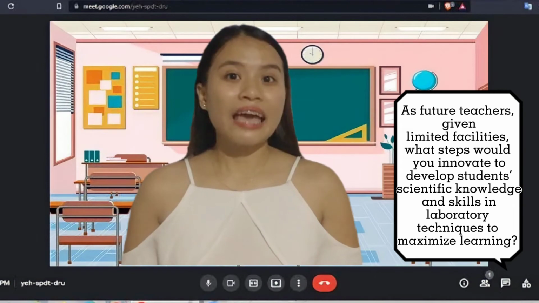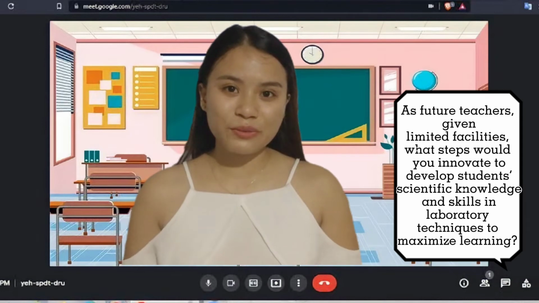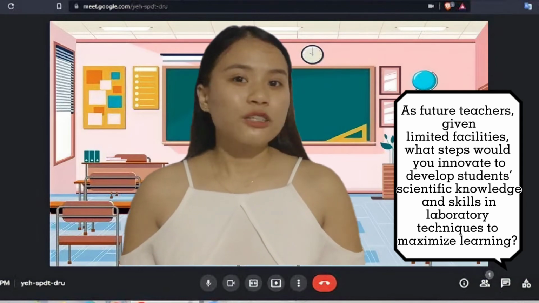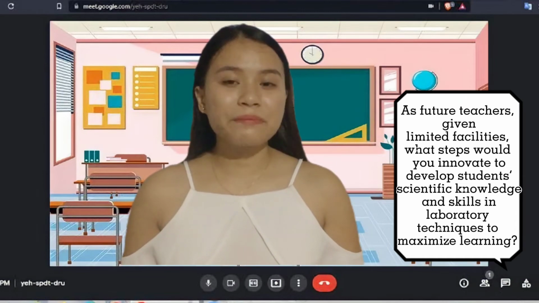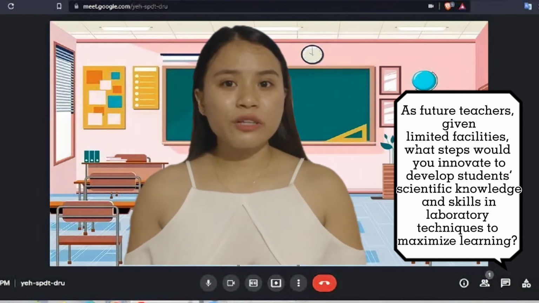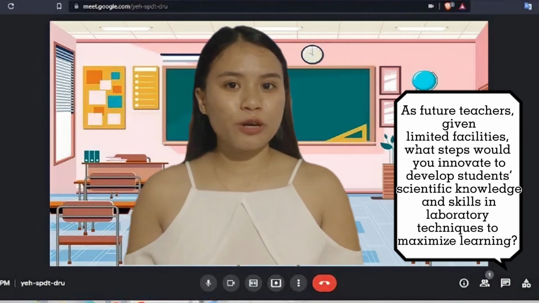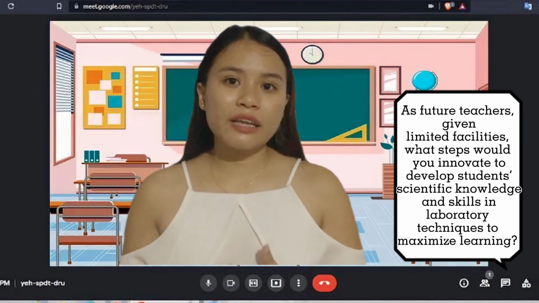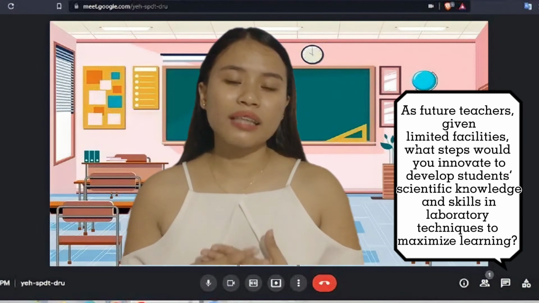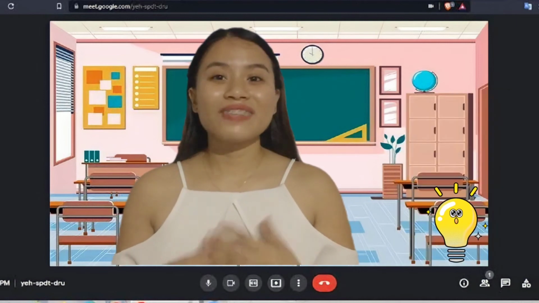As future teachers, given limited facilities available, may it be due to the pandemic or due to the location of the school, the steps that we would innovate to develop students' scientific knowledge and skills in laboratory techniques to maximize learning is that we would like to incorporate virtual laboratories, which are integrated as training platforms for complementing learning objectives in laboratory education. This includes physical experiments brought in with animation, simulation, and remote laboratory setups for providing skills training to the learners. So that would be all.